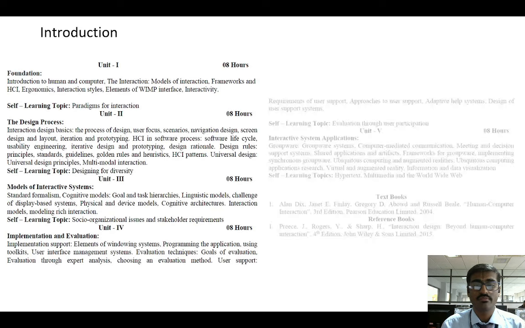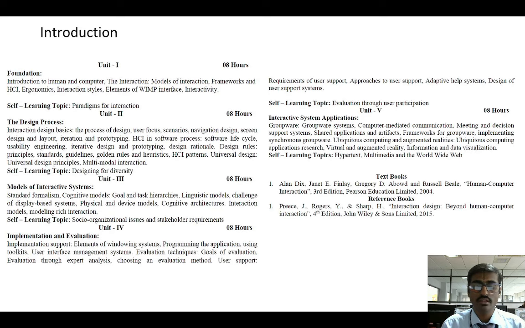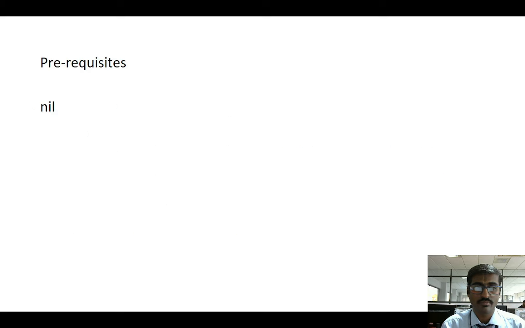So to begin with, this is the syllabus. Human-computer interaction is a subject which deals with the process of designing a website or basically an interface. Through an interface, a human interacts with a computer. So we will be studying the design process, the models, the implementation, evaluation, and finally the interactive system applications. There are no prerequisites for this subject.